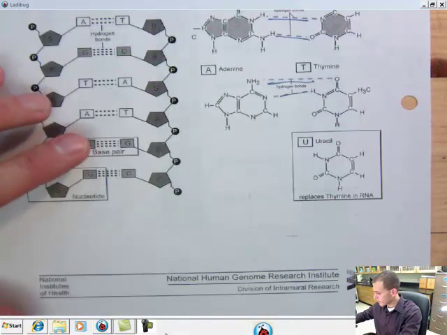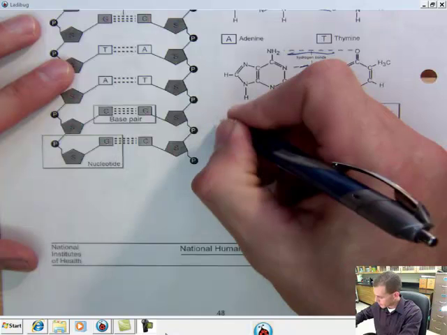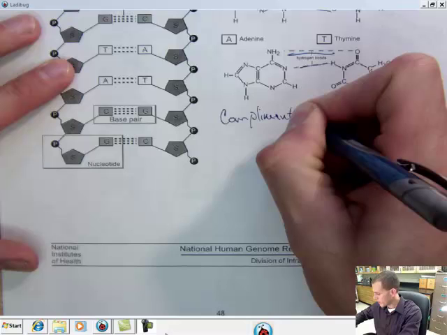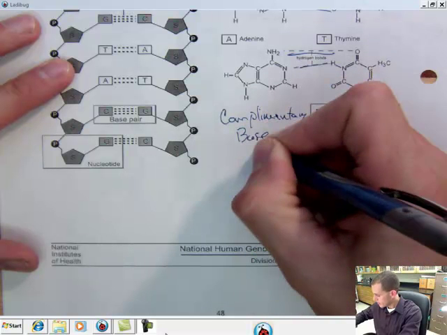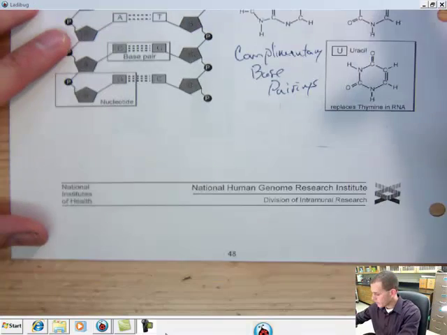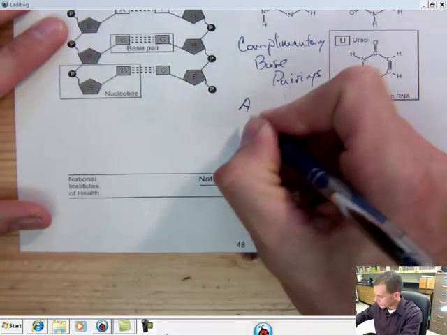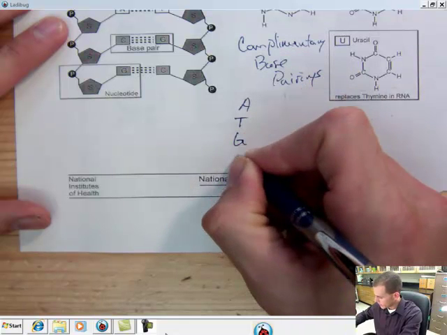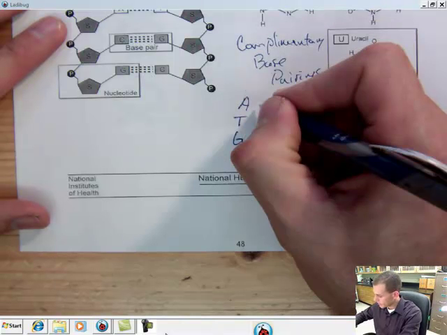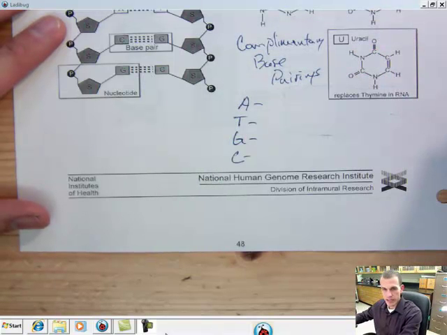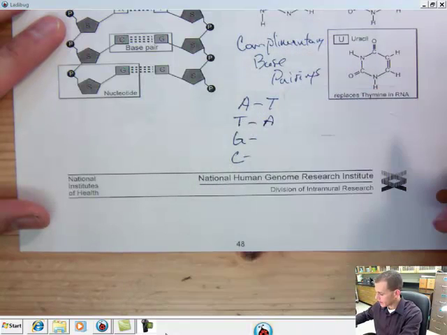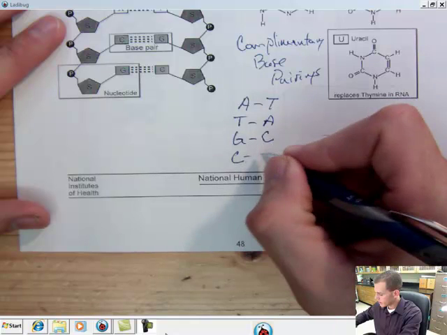The last thing we wanted to go through was the idea of complementary base pairing. This was in your notes, but let's go through it one more time, and you'll have to be able to do this on one of your quizzes. If I give you a strand, let's say A, T, G, and C, that's one side of the DNA molecule. Now I need the second side. A is always bonded to T, T is always bonded to A, G to C, and C to G.